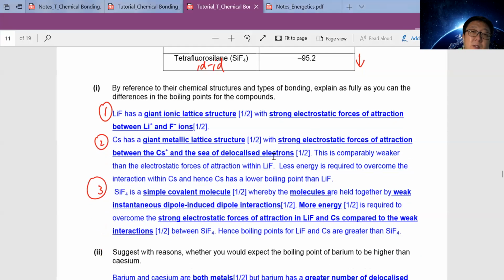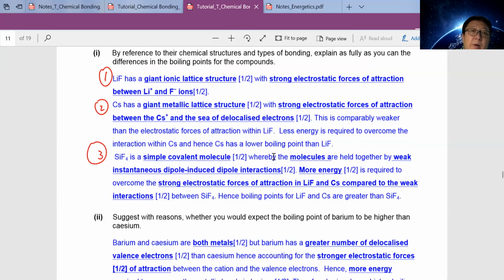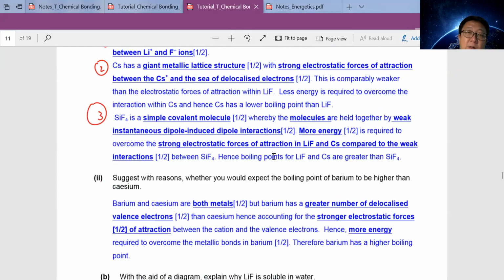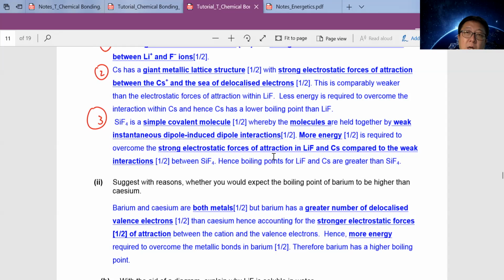All right, next, suggest why you expect barium to be higher. So they are both metals. So barium has a greater number of valence electrons compared to cesium. Okay, so barium has stronger electrostatic forces between the cation and the valence electrons. Okay, so let's take a look. Where is barium? Hold on, my periodic table.